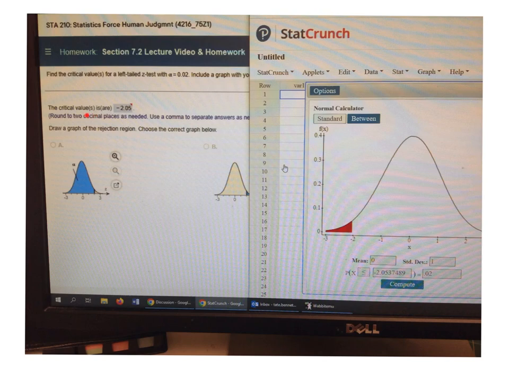You want to find the critical value for a left-tailed z-test where alpha is 0.02. Include a graph, which we have. So, the easiest way is to use StatCrunch. So you open up StatCrunch, go to Stat, Calculators, and choose the normal calculator.